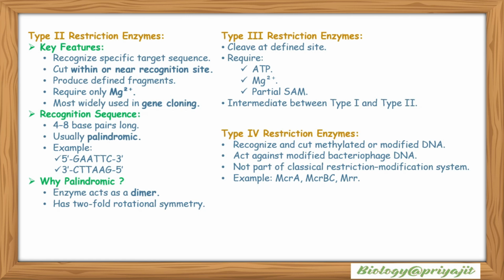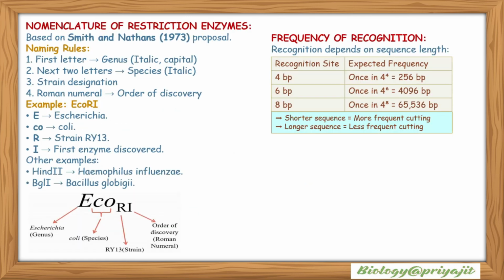They act against modified bacteriophage DNA. So they are not part of the classical restriction modification system. Examples include McrA, McrBC and Mrr. Nomenclature of restriction enzymes is based on Smith and Nathans' 1973 proposal.